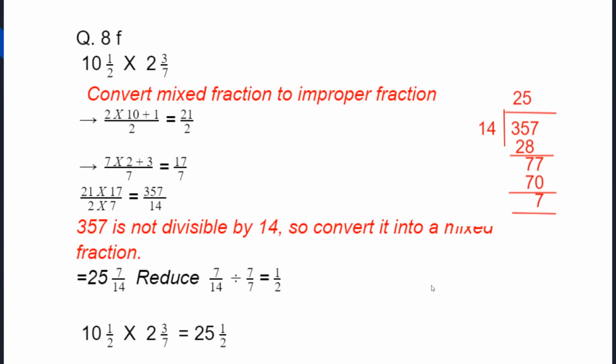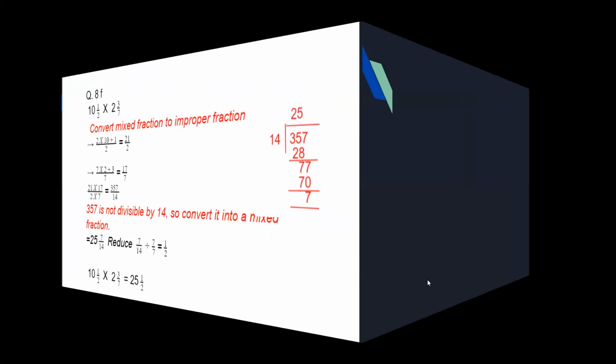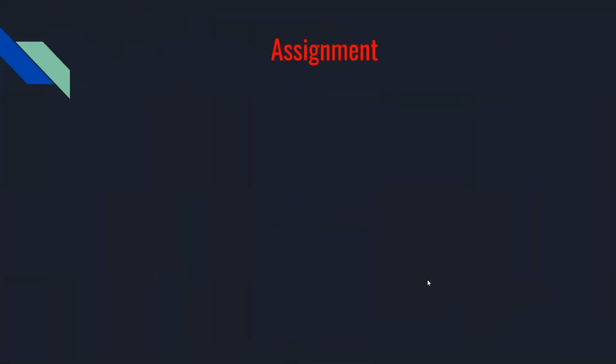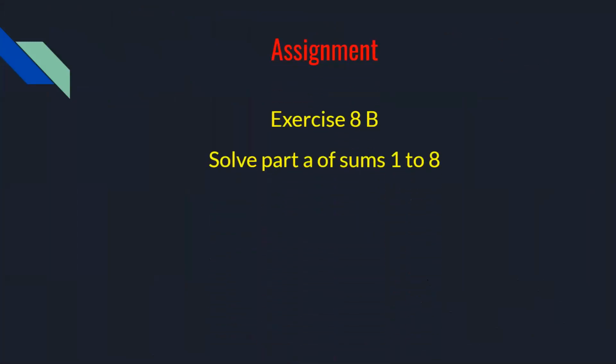So I think with all these examples, you understand how to multiply the simple fraction or the mixed fraction. Now is the time for the assignment. In the assignment homework, you have to do exercise 8B. Solve part A of sums 1 to 8. Sums from 1 to 8, you have to do part A only.